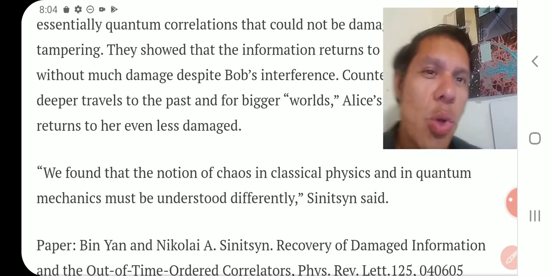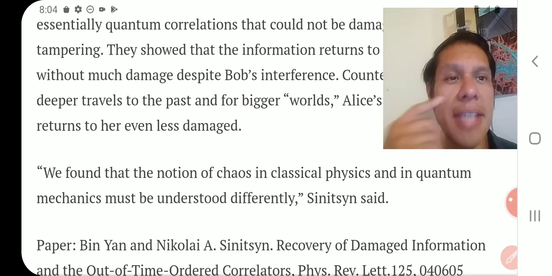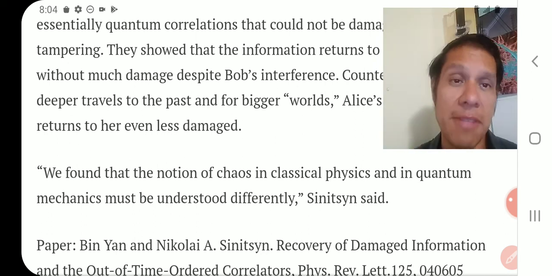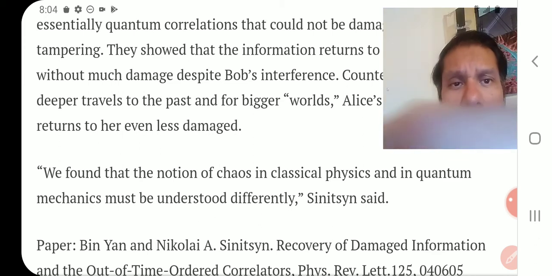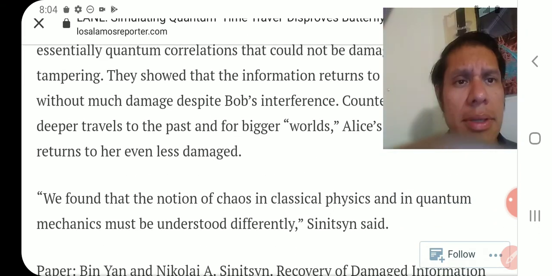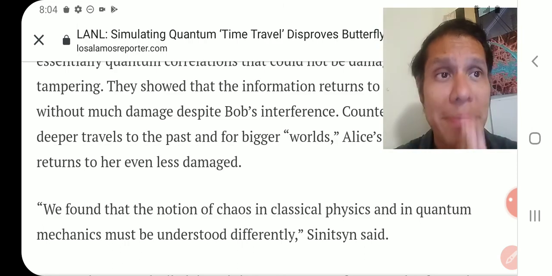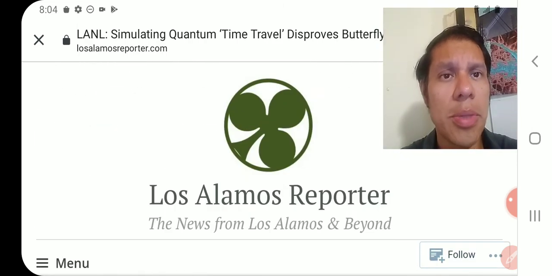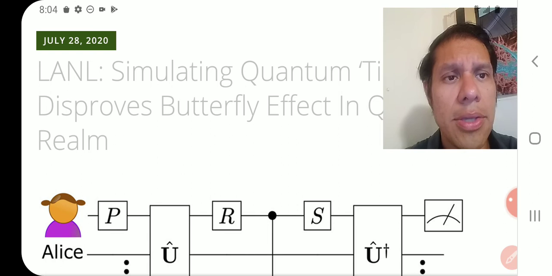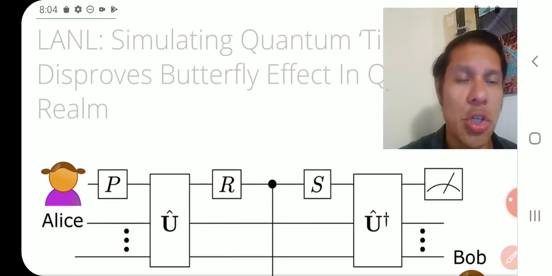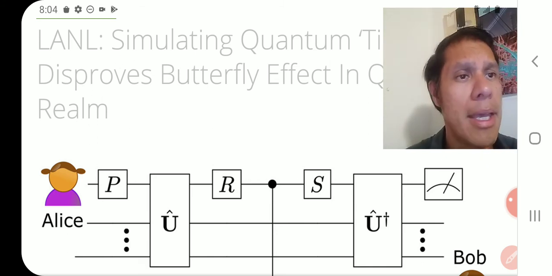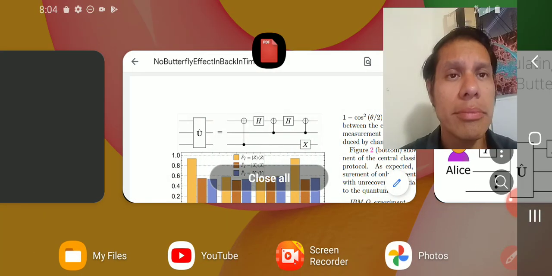We found that the notion of chaos in classical physics and in quantum mechanics must be understood differently, Sinitsyn said. Okay, so now let me show you. Let me go back to the original circuit. So, of course, right at the end, you do the measurement and you return the information that you started with. Okay, now, as I said, let me show you the actual paper.